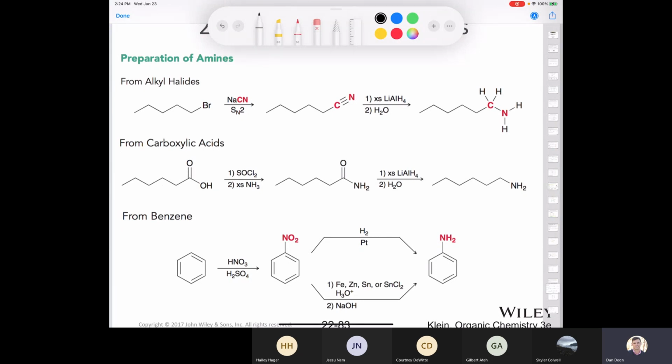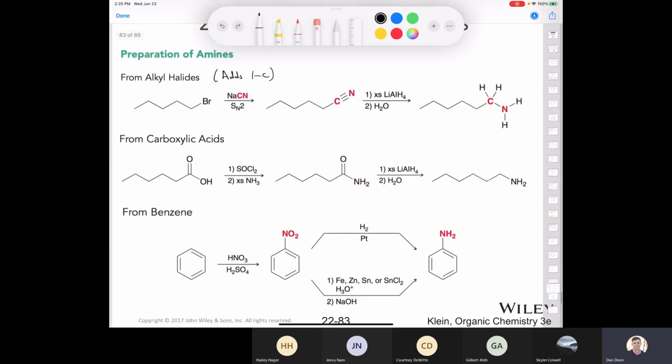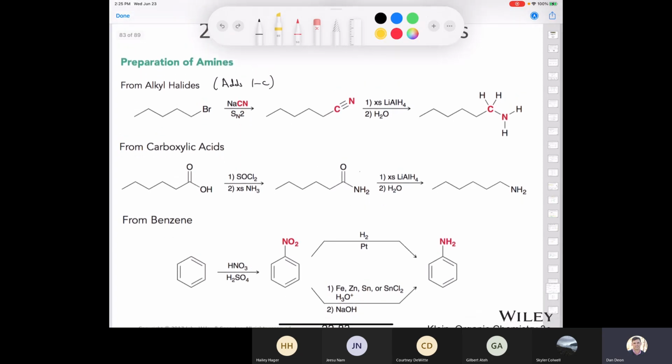The first one is an old one, right? The first one is just taking an alkyl halide and treating it with a cyanide, which just does an SN2 reaction. And then you can reduce that nitrile to the primary amine using lithium aluminum hydride. But the thing is that you add a carbon, right? So it adds one carbon to the structure. Whereas if you start with a carboxylic acid and you make a primary amide, and reduce it, you finish with the same number of carbons that you start out with.